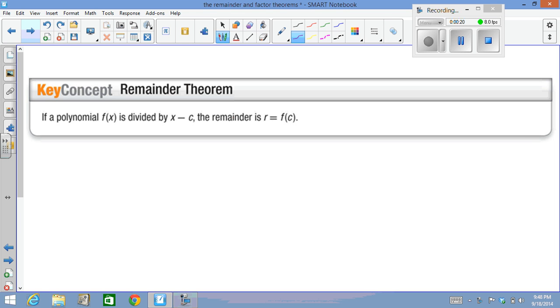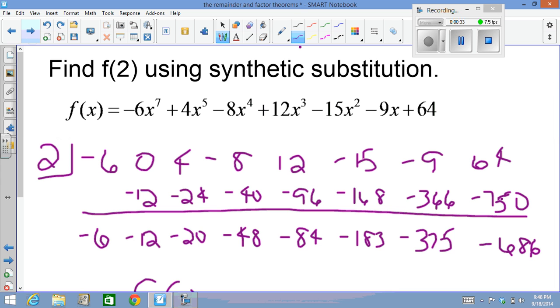So in other words, if I'm evaluating a particular polynomial, and if I substitute a value in, that will be the same thing as the remainder, or vice versa. So for an example of this, we're going to be using synthetic substitution, which is another way of applying the remainder theorem. We want to find f of 2.